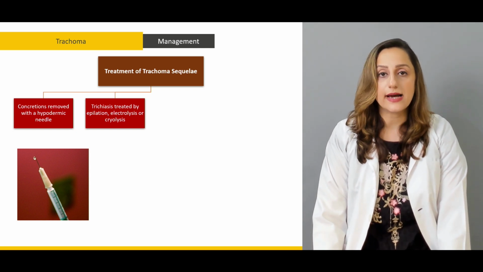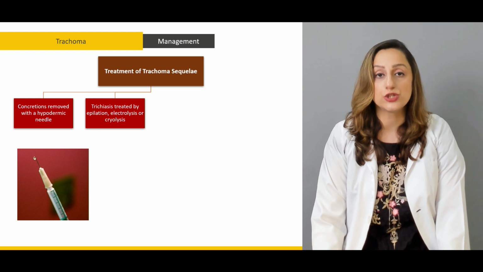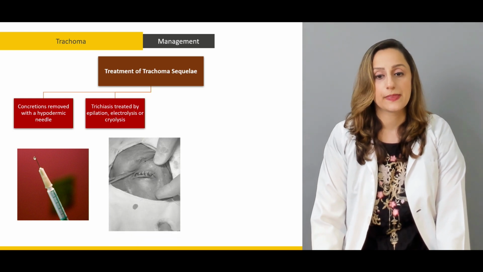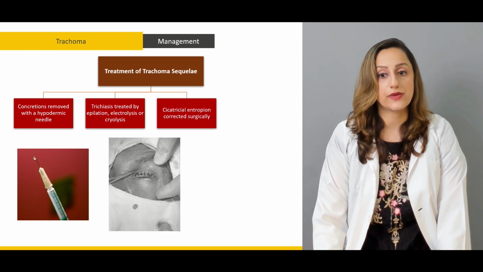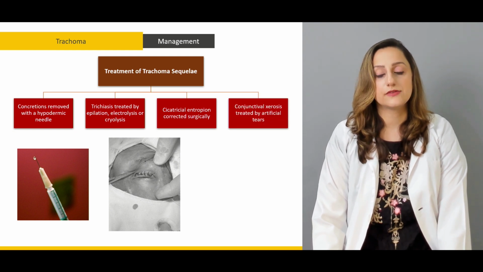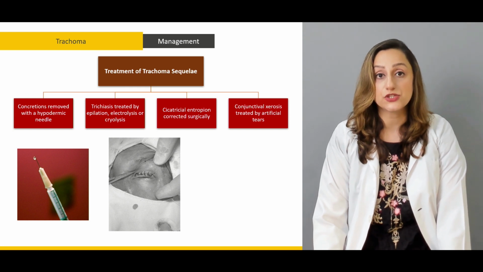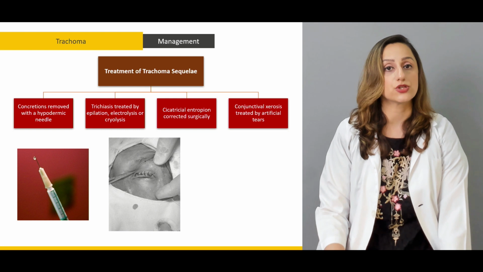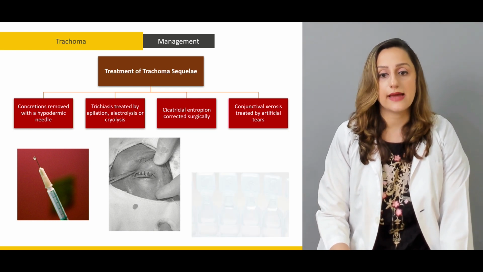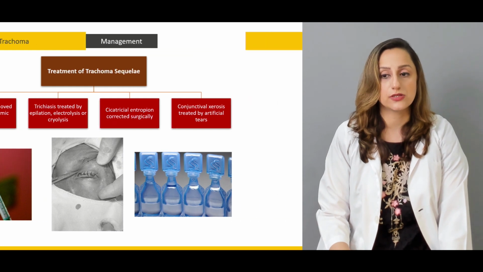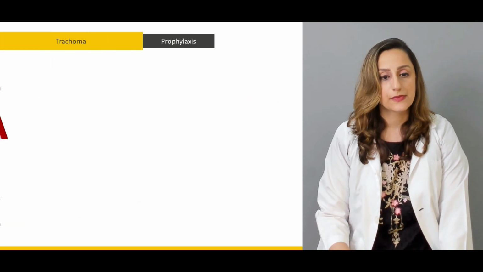But obviously, there has to be a surgical treatment for the inversion of the lid, first of all. And then we can have the cicatricial entropion, that is corrected surgically. And finally, we have the conjunctival xerosis, that is treated with artificial tears. It is a dry eye syndrome, so it has to be treated with artificial tears in a similar way.